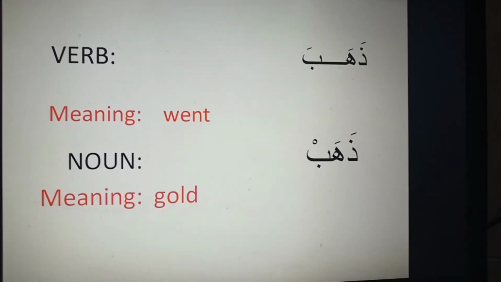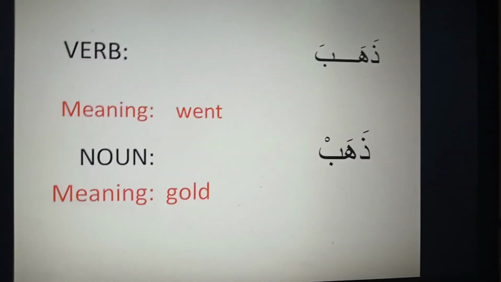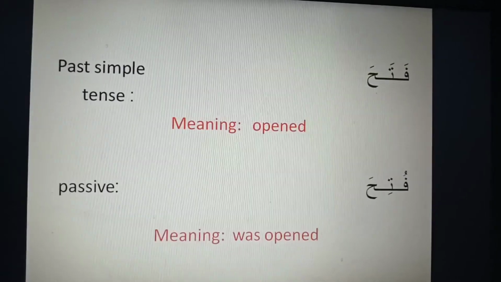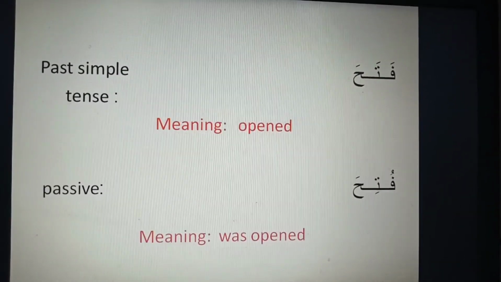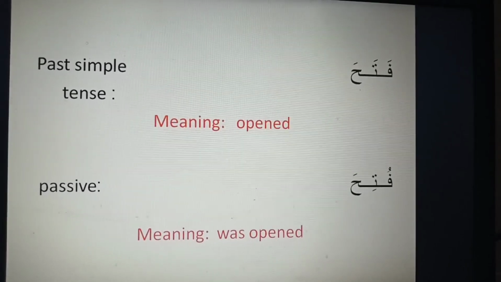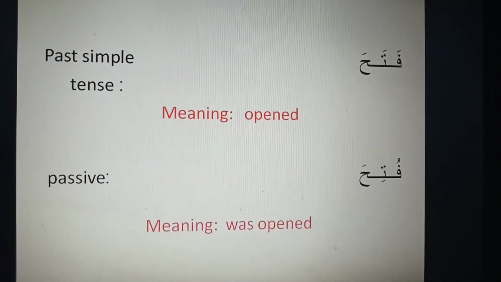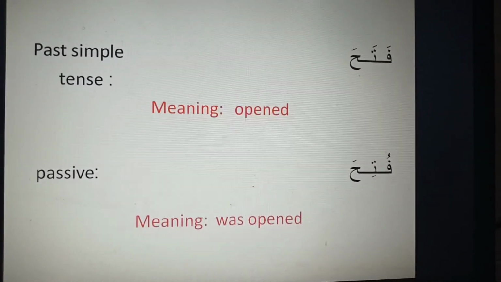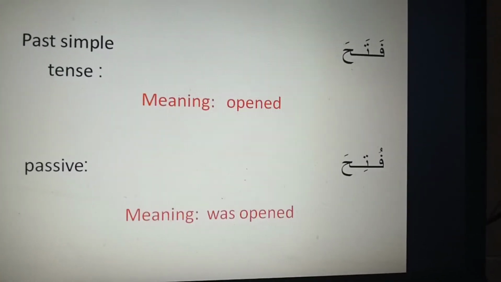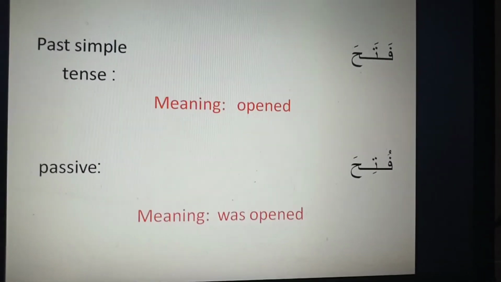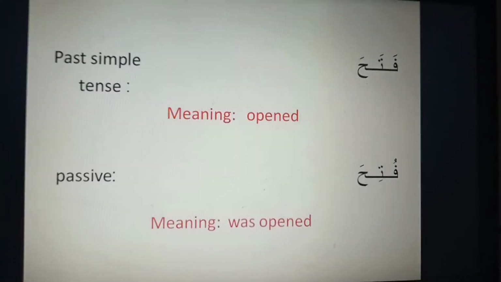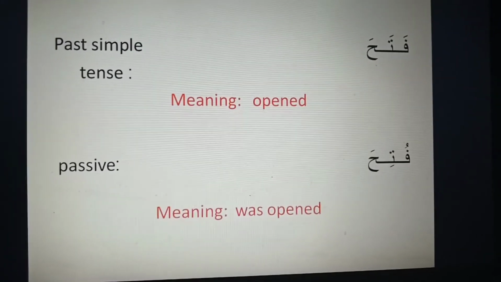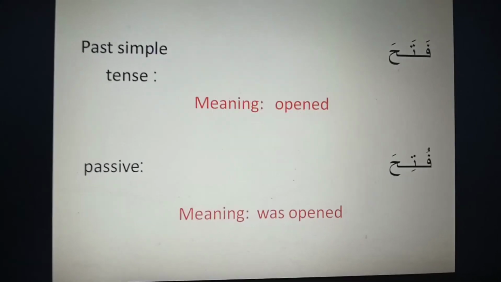ذهب went, ذهب gold. It also differentiates between the tenses, like the past simple tense in the word فتح. فتح means opened. It's a past simple tense. And the passive form of the verb is فتح. You can see the same word but with different vowels on them. So فتح means opened, and فتح means was opened. The first one is a past simple form and the second one is a passive form, completely different.